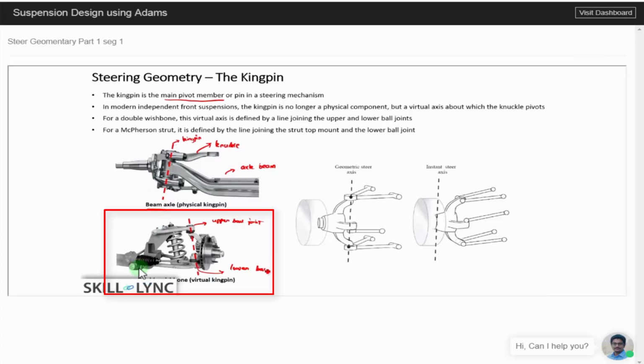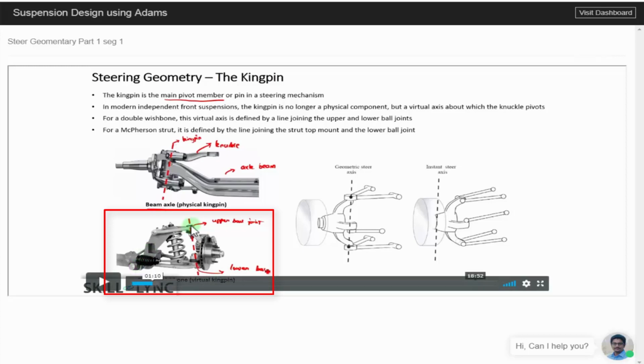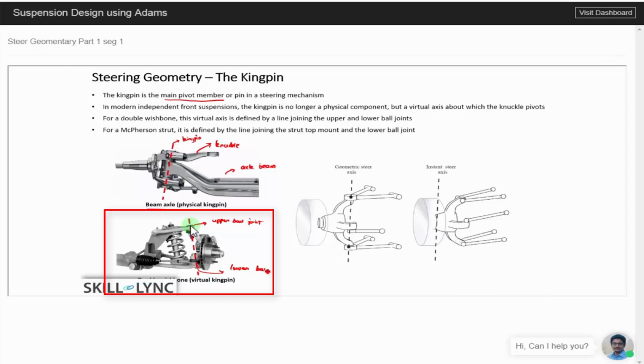Now, on the other hand, if you take a look at your double wishbone suspension systems, you have the upper ball joint and lower ball joint, right? Your knuckle is attached to these two joints. Then you can draw an imaginary axis, and this is the axis about which the knuckle is going to rotate when you steer the car. Now, there's no pin there, right? Because that's empty space, but that is the axis about which steering takes place. And hence, this is called a virtual kingpin.